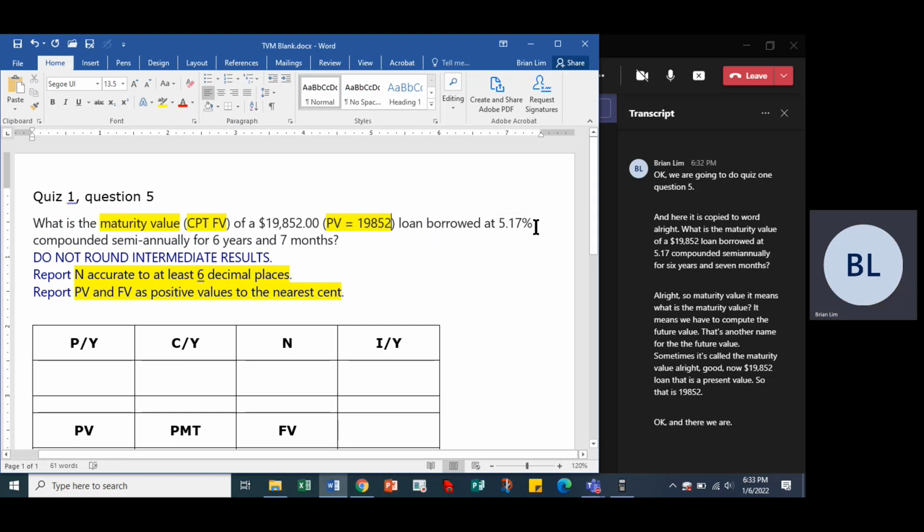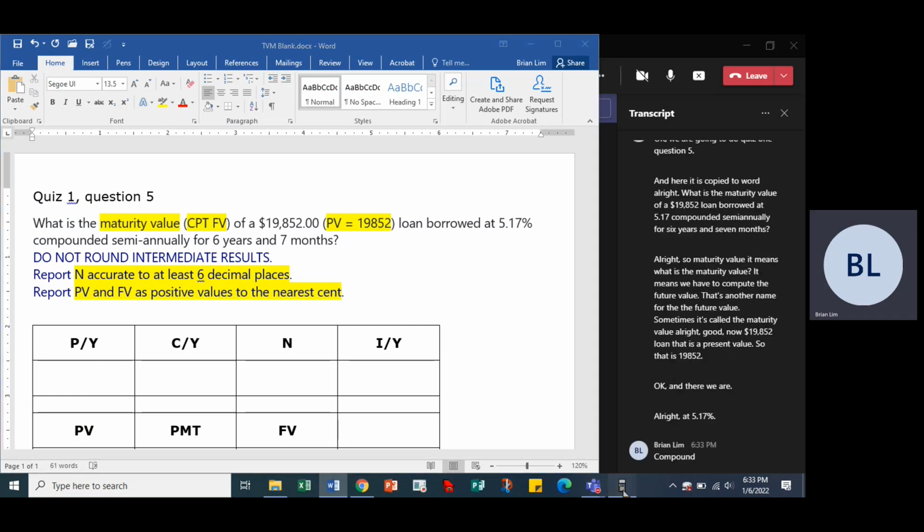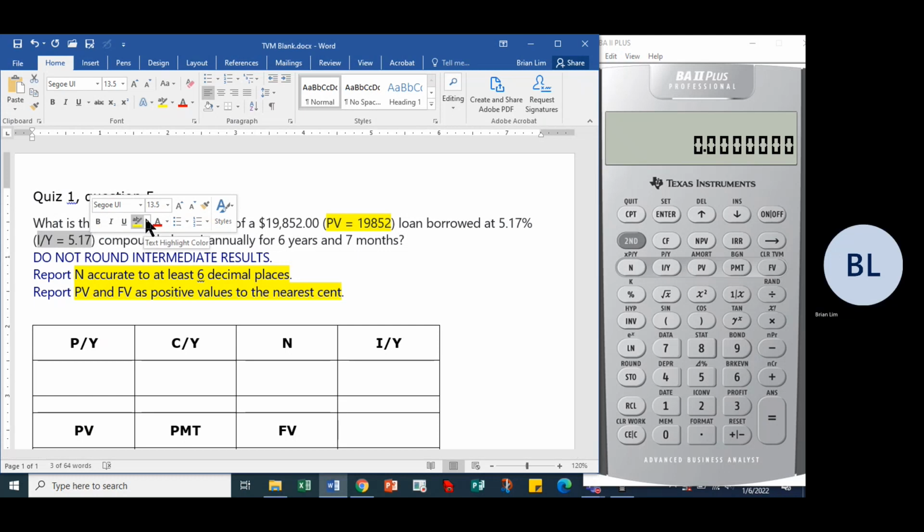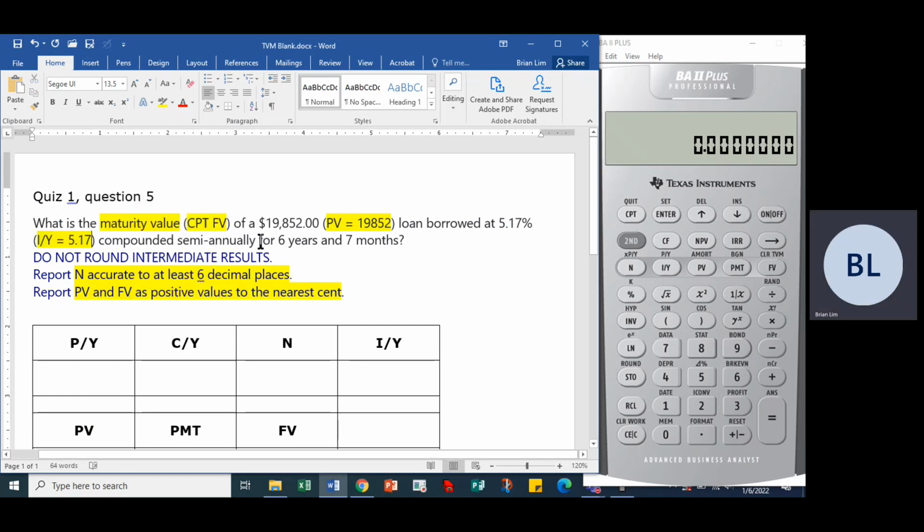Borrowed at 5.17%, compounded semi-annually. So let's see, 5.17% would be IY equal to 5.17, and that is the value that is entered for IY. Okay, so there we are, and we can highlight that there. It's compounded semi-annually, so that means that PY is equal to CY is equal to 2. Okay, so there we are.